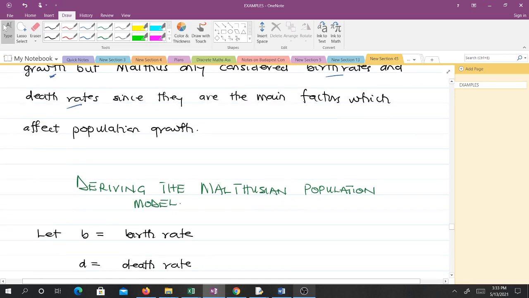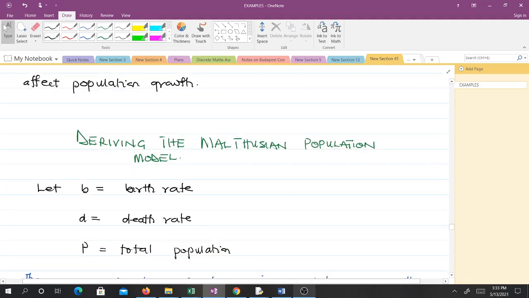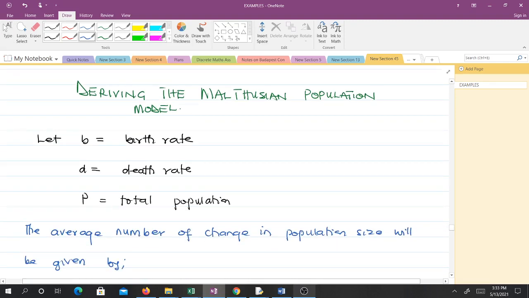So how do we derive the Malthusian growth model? We are going to look at a simple way of deriving it. We are going to let B be the birth rate, D be the death rate, and P stand for the total population. Know that you can use anything to denote your birth rate, your death rate, and your total population. The most important thing is that you understand what you are doing, so that whether the variable is B, D, or P, you'll be able to derive it yourself.